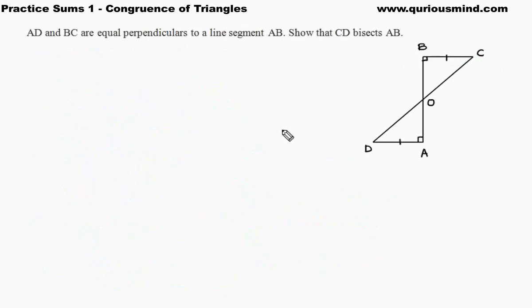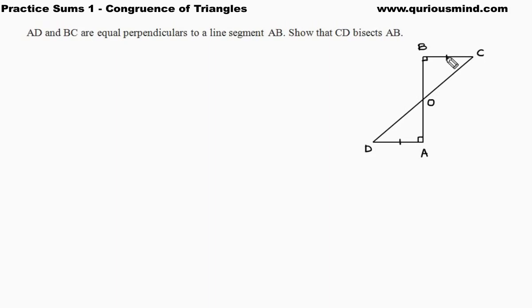AD and BC are equal perpendiculars to a line segment AB. Show that CD bisects AB. So AD and BC, they are equal and they are perpendicular to AB. So that is what we have shown. And if I join CD, we have to show that CD bisects AB. That means what we have to show is OA is equal to OB. Now for that, we'll show these two triangles congruent. Once we show these two triangles congruent, we know by CPCT these two line segments would be congruent, will be same. So how to show?